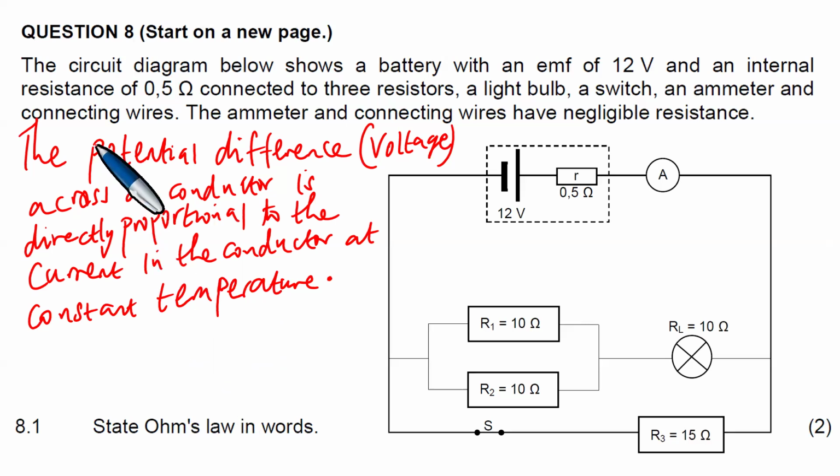Okay. So this is what we have. And this is what we call Ohm's law. The potential difference across a conductor is directly proportional to the current in the conductor at constant temperature. This is one way to state Ohm's law in words. We move on to the next question.